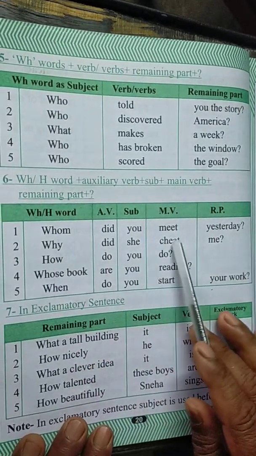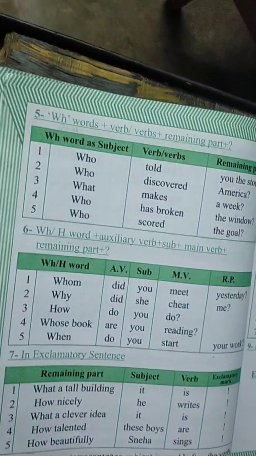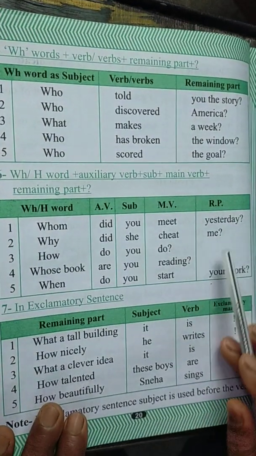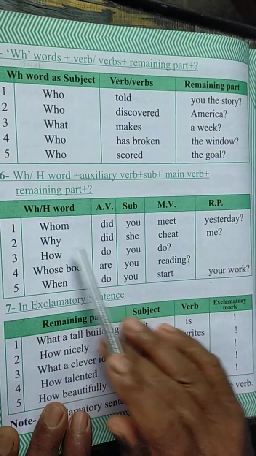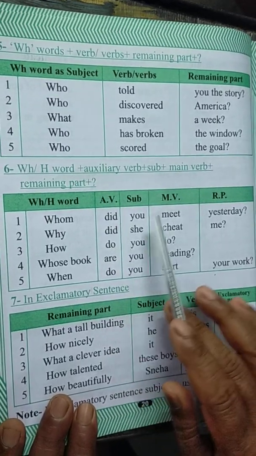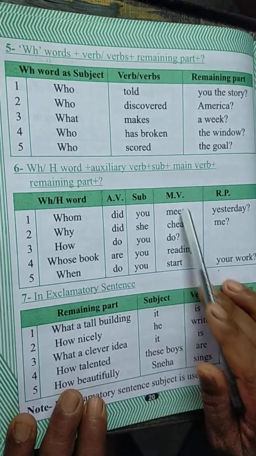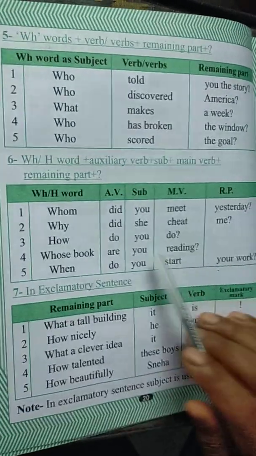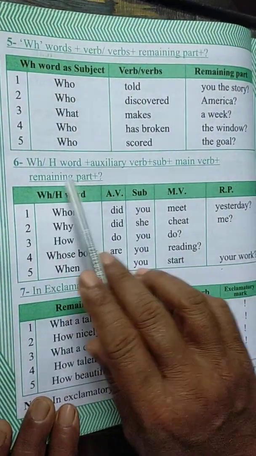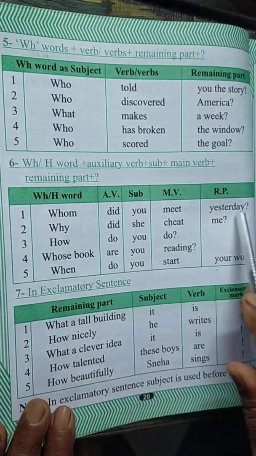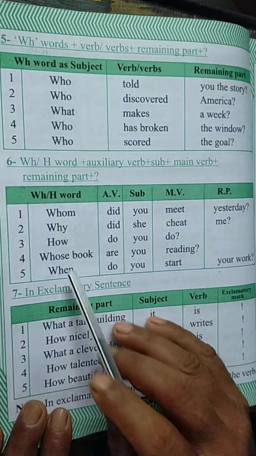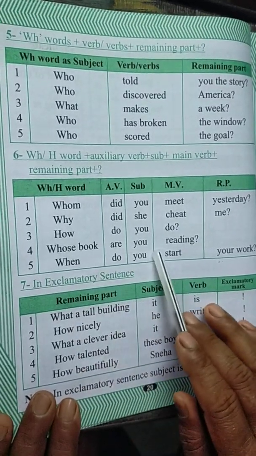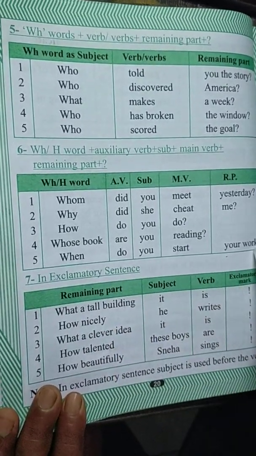So, whom did you meet yesterday? That means whom is the double H word, auxiliary verb is did, subject is you, main verb is meet, and the remaining part of the sentence is yesterday. This is the form and this is the sentence. Like that: why did she cheat me? How do you do? Whose book are you reading? When do you start your work?